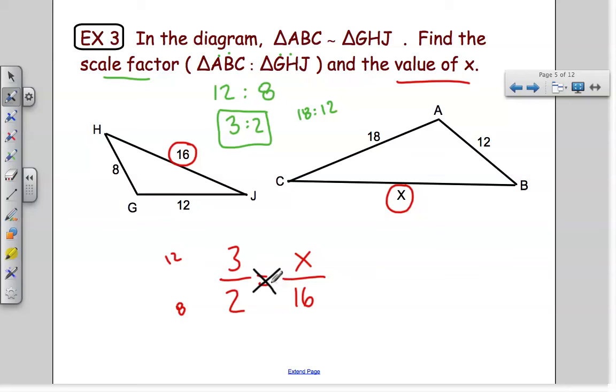Cross multiply to find x. 2 times x is, of course, 2x. 3 times 16 would be 48. And divide by 2, and it looks like 48 divided by 2 would be 24 for x. Does that seem like a reasonable length for that side? I'd say so. This side was 18, that'd be 24. Looks good. So talking about similar figures and the requirements for similar figures, that angles are congruent, sides are proportional.